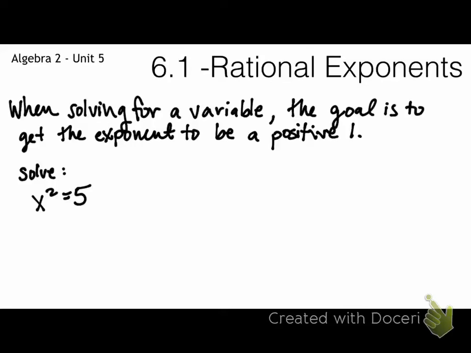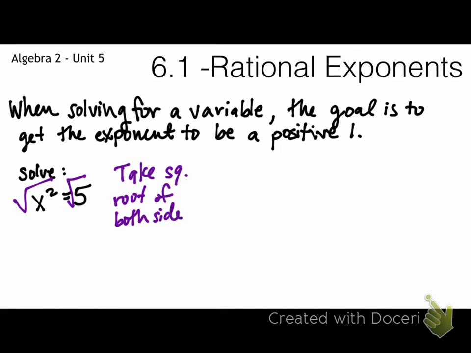Rational exponents. Exponents that are rational, all that means is that you have a fraction as an exponent. So when you're solving for a variable, the goal is to get the exponent to be a positive 1. So for instance, if we are solving x squared equals 5, then we want to take the square root of each side. So we want to take the square root of both sides. And so you would get x equals the square root of 5, plus or minus.